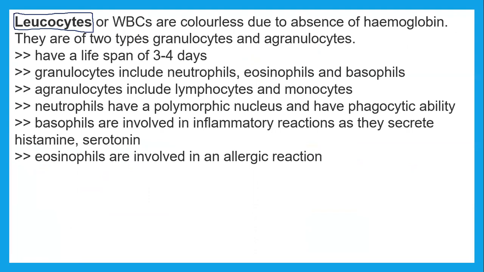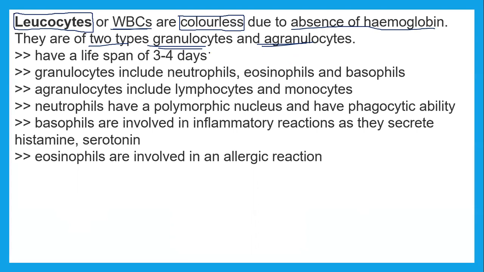Leukocytes are also referred to as WBC. They are actually colorless because hemoglobin is absent. Due to the absence of the red colored pigment called hemoglobin, WBCs are colorless. They are of two types, which we have already discussed: granulocytes and agranulocytes. Granulocytes are basophils, eosinophils, neutrophils. Agranulocytes are monocytes and lymphocytes.